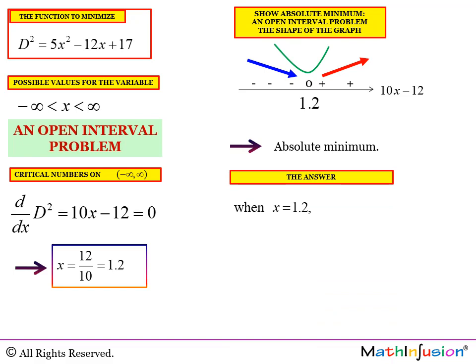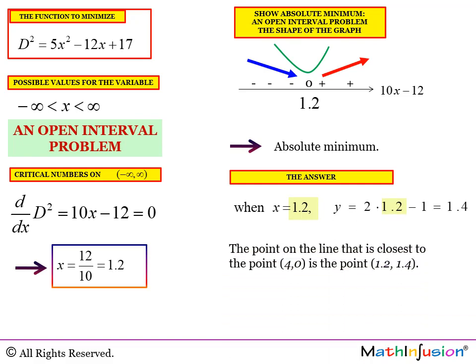So let's answer. We need the point. So what is this point? Well, the x coordinate is 1.2, and then we will substitute to get the y by doing 2x minus 1, and we get 1.4.